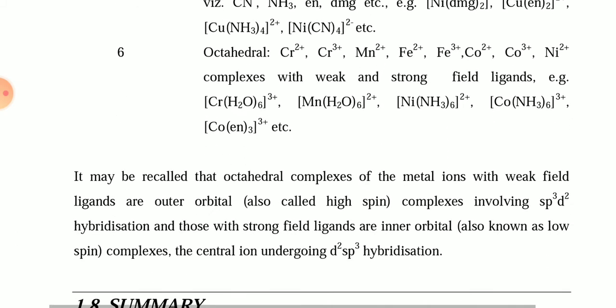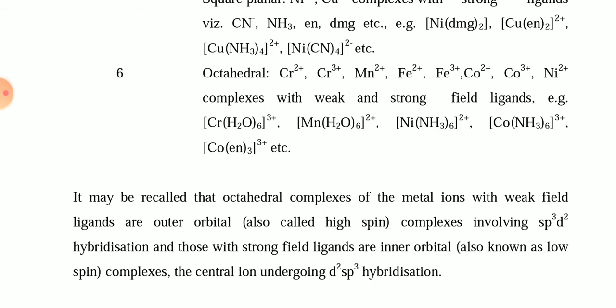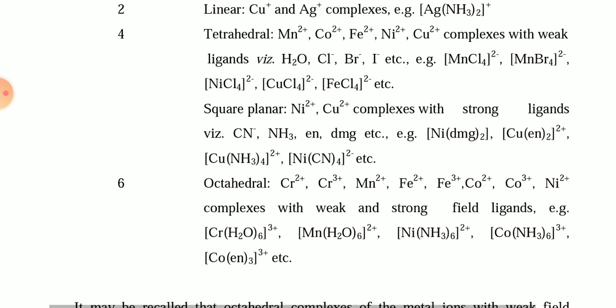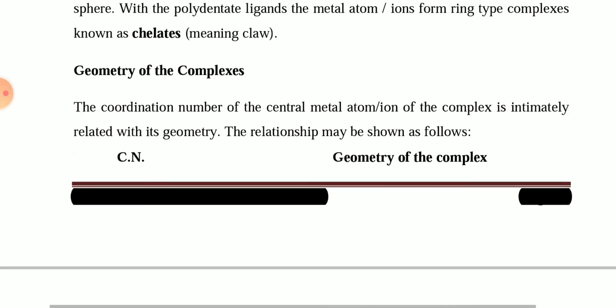Okay, it may be recalled that the octahedral complexes of the metal ion with weak field ligands are outer orbital and also called high spin complexes involving sp3d2 hybridization, and those with strong field ligands are inner orbital, also known as low spin complexes. The central ion undergoes d2sp3 hybridization. So students, this is the coordination number and the geometry of the first transition series elements of the d block elements.